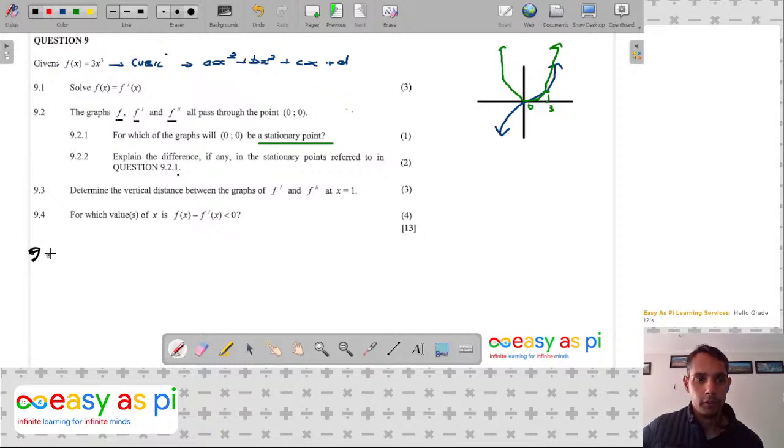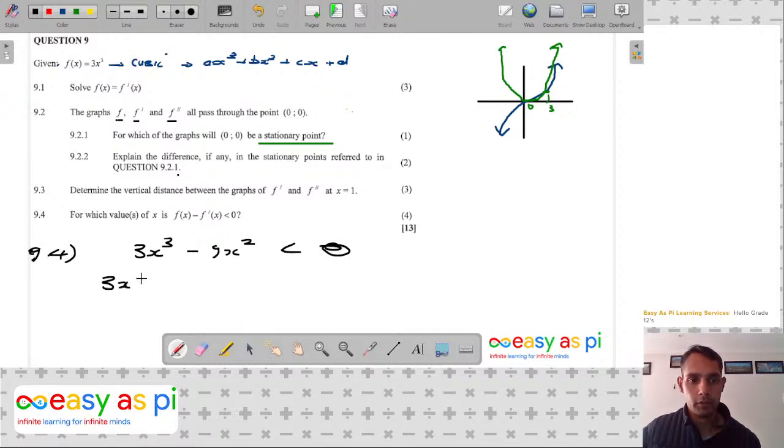Okay, so for 9.4, they say for which values of x is f of x minus f dashed of x less than 0. So remember, same story. We're going to say, where is 3x cubed minus 9x squared less than 0? Of course, you're going to have to solve this as an inequality. So we're just going to pull out 3x squared. We're going to have something very similar to question 1, and then I'm going to have x minus 3. And this is going to be, where is it less than 0?